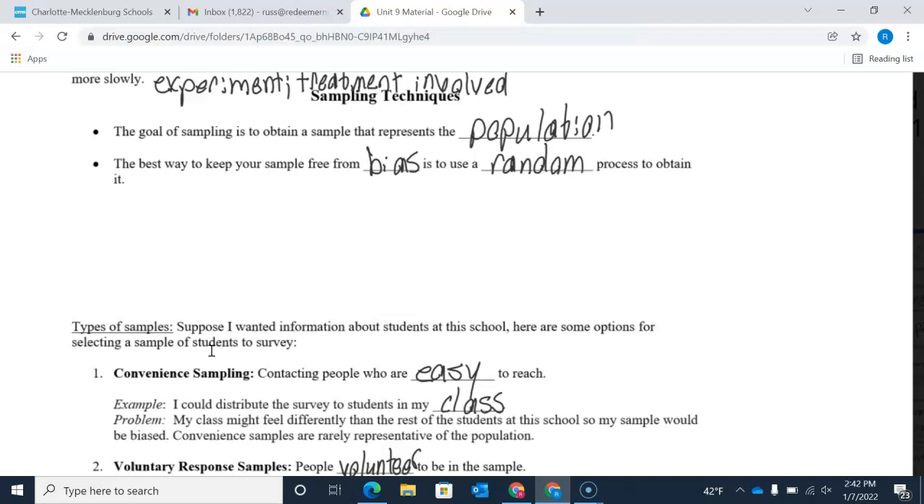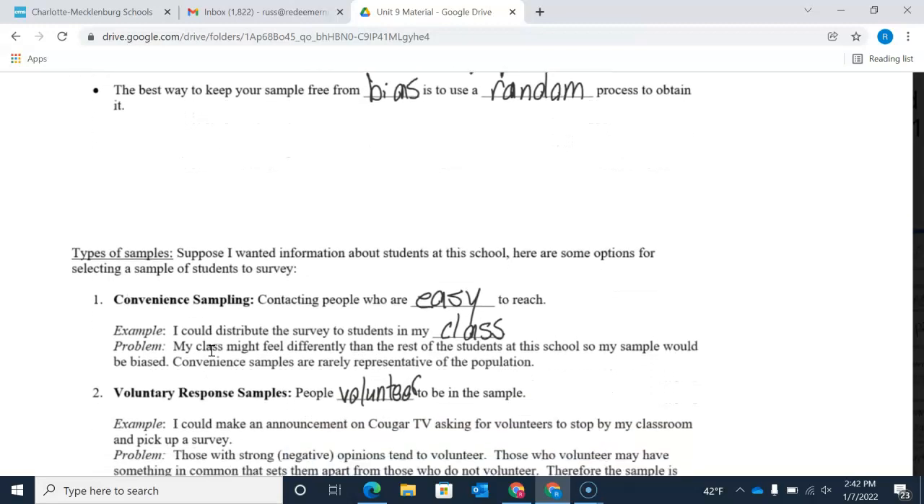So the best way to keep your samples free from bias is to use random processes. So bias is what often affects sampling data. It can be biased by the actual person. They can use the data to their goals, or it can be biased because they didn't use a random process. You want to pull out as much of your own control over that as possible. So there's different types of samples.